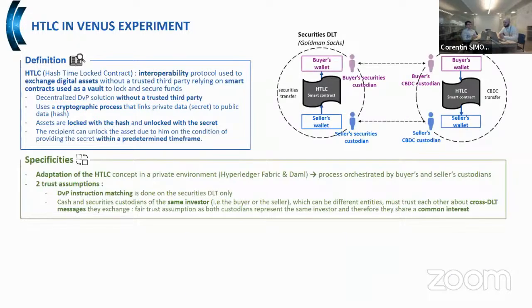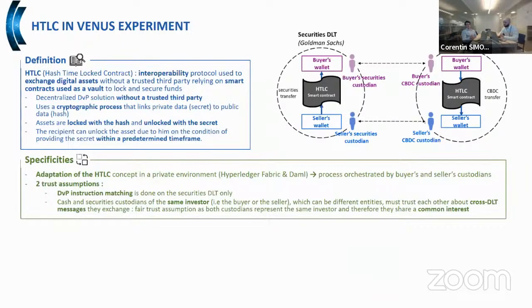Our HTLC has some specificities. We adapted the HTLC concept to a private environment because the DVP was between 2 private blockchains, based on Hyperledger Fabric for the Banque de France DLT and based on Digital Asset's DAML for the Goldman Sachs DLT. And the process is orchestrated by the buyer's and seller's custodians, which both have access to the 2 DLTs.